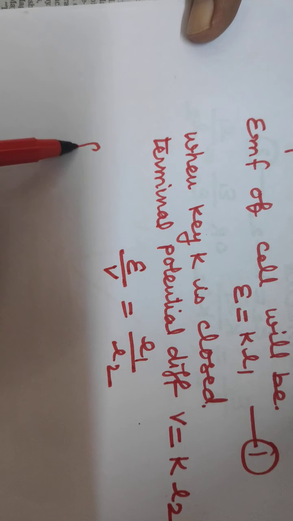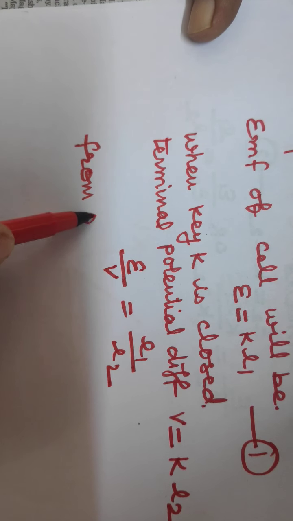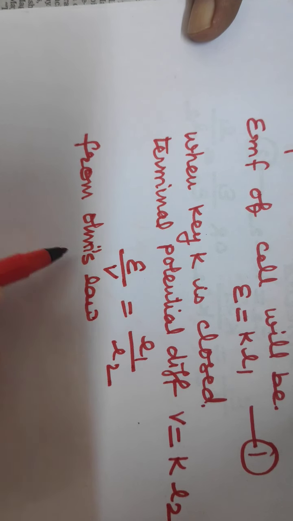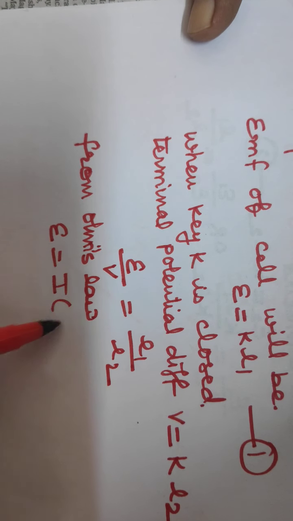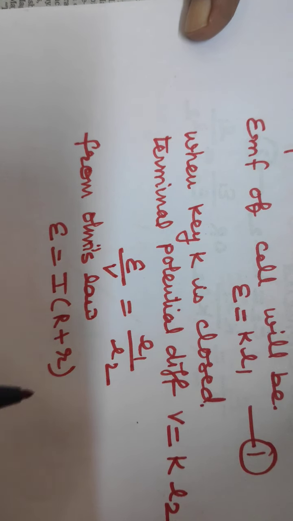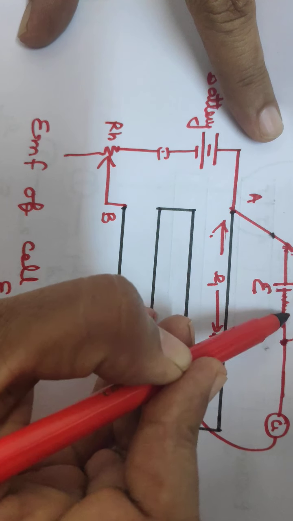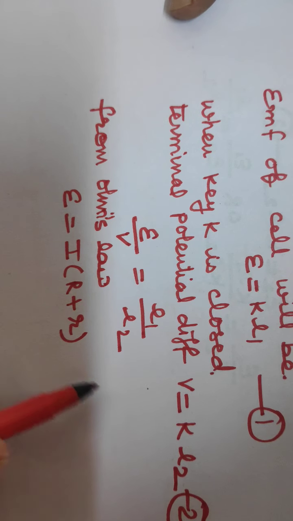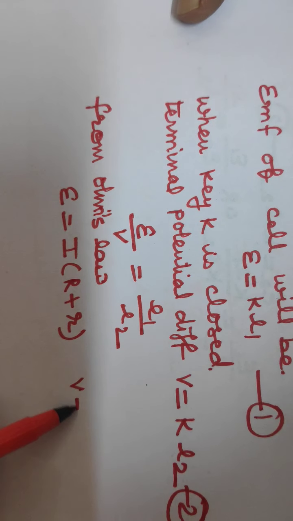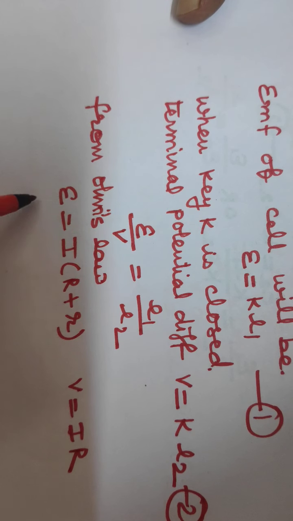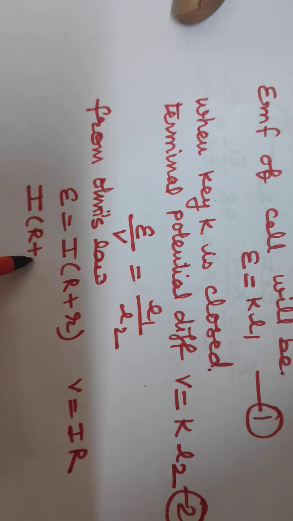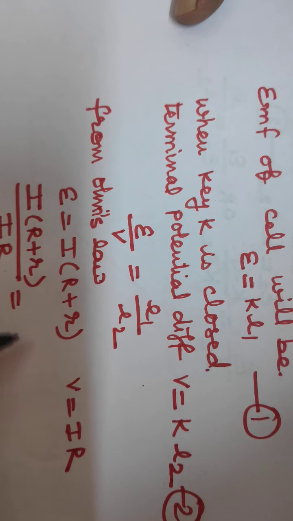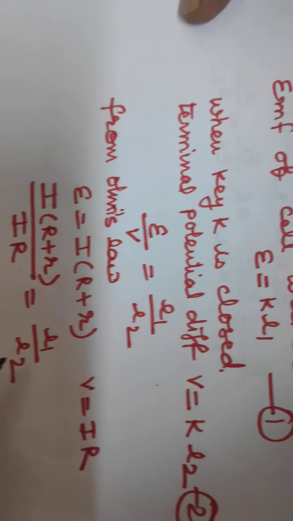Now from Ohm's law, E equal to I times (R plus r). Here the internal resistance of the cell inside it is r. So E equal to I (R plus r), and V equal to I R. So E upon V equal to I (R plus r) upon I R equal to L1 upon L2.